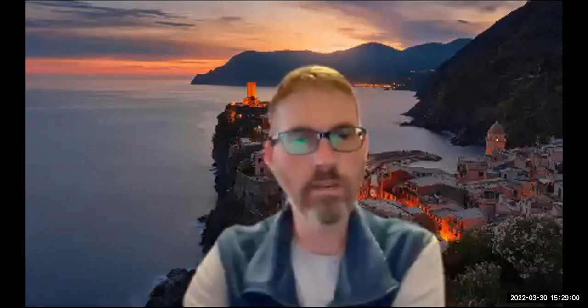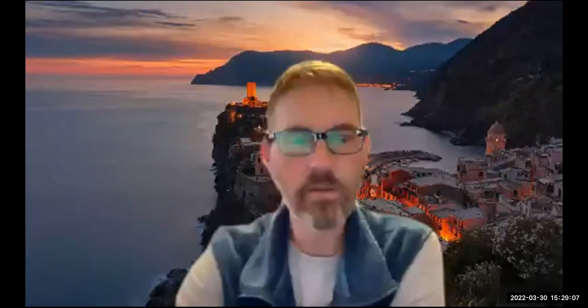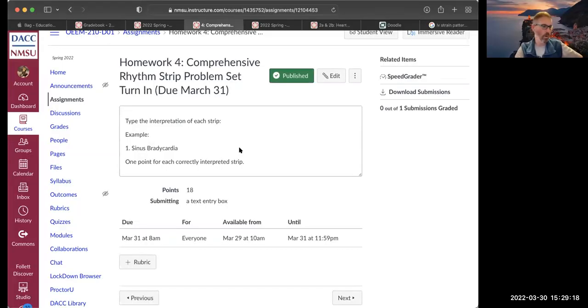So when you click on it, do you see my example? There's a little box where I give an example. So this is what I want right here. So in this little box, type the interpretation of each strip. I believe there are 18 strips on this, and these are rhythm strips, not 12 leads. And this is comprehensive for all of the rhythm analysis that we've covered. So hopefully that explains it. Yes, it does.